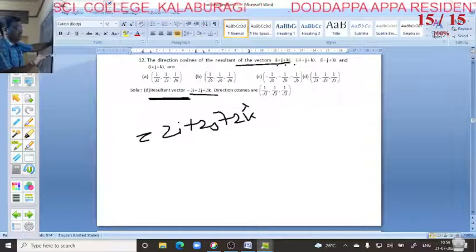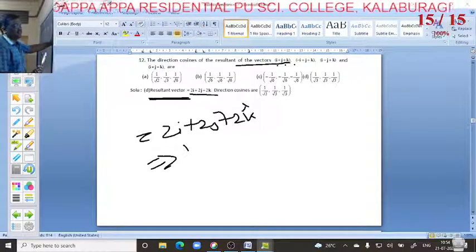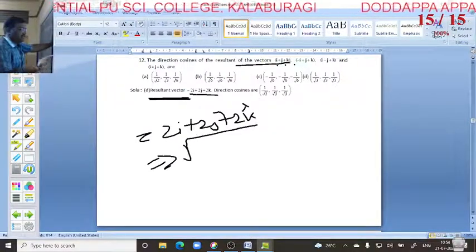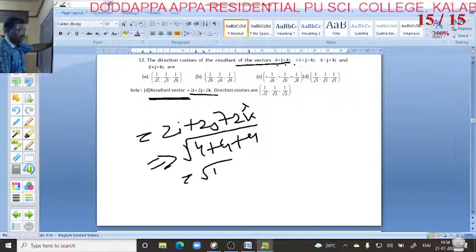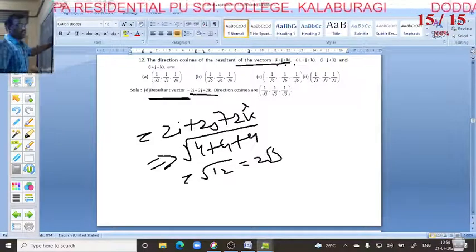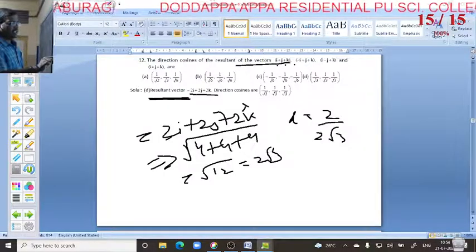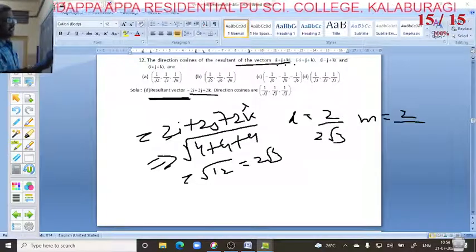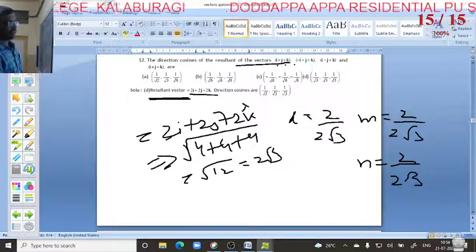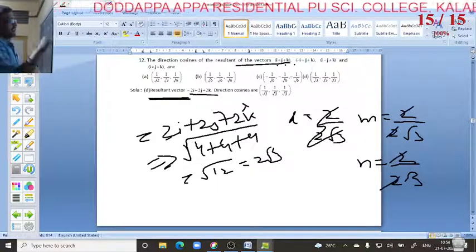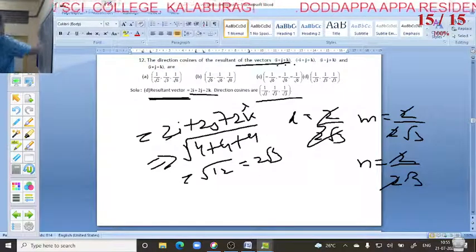How can you find the direction of the vector? First find its magnitude. Under root of 4 plus 4 plus 4, that is 12, we get 2 root 3. Then we know l is equal to a1 divided by 2 root 3, m is equal to a2 divided by 2 root 3, n is equal to a3 divided by 2 root 3. Here the 2s cancel, so the answer is 1 by root 3, 1 by root 3, 1 by root 3.